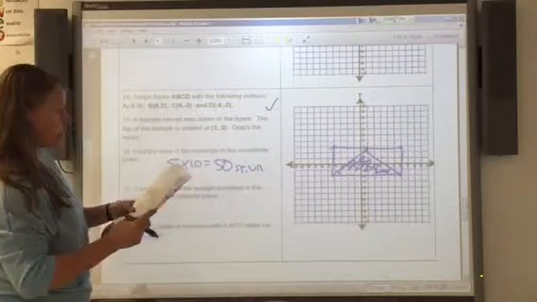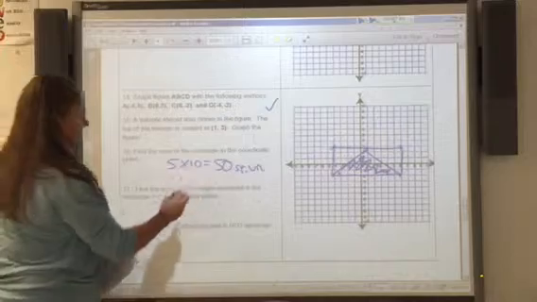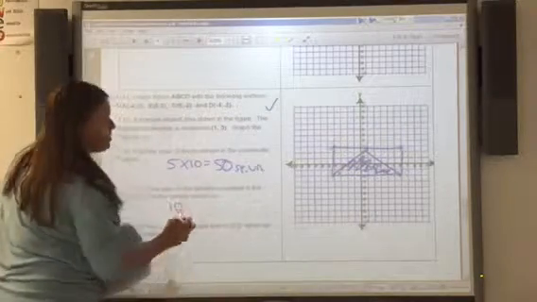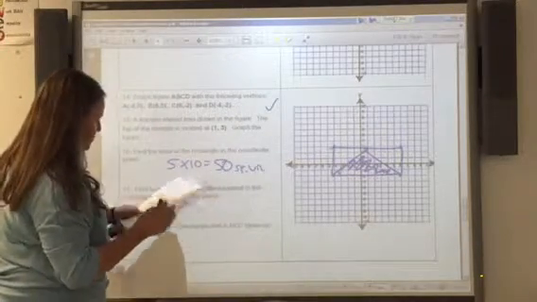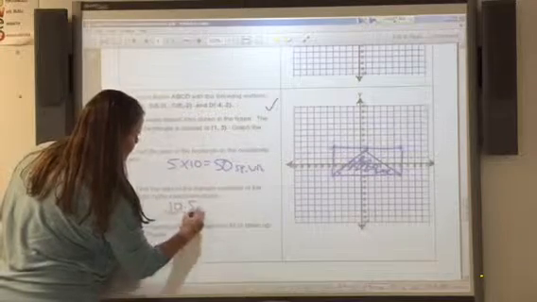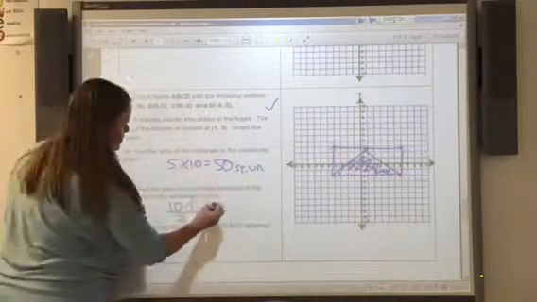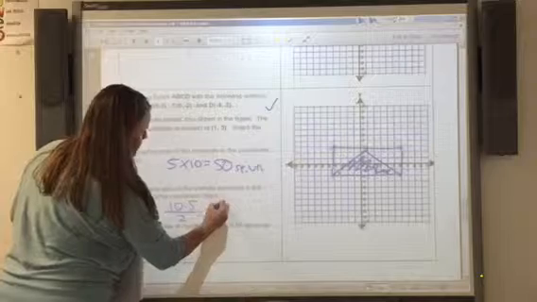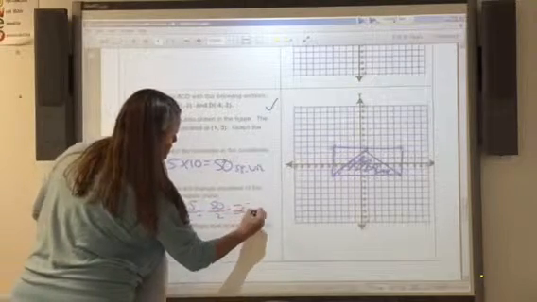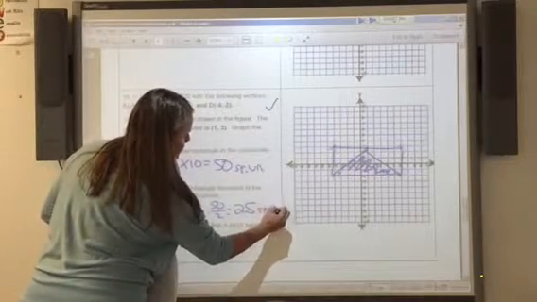Then it says find the area of the triangle. So again, 10 is still the base, and the height is 5, but we have to divide by 2 because it's a triangle. So it's going to be 50 divided by 2, which is 25 square units.